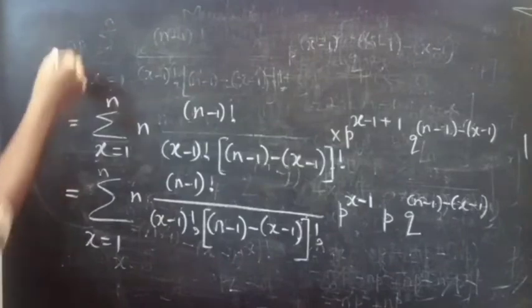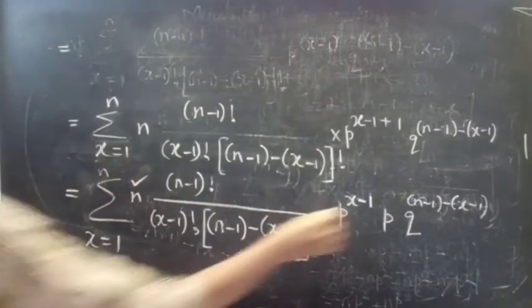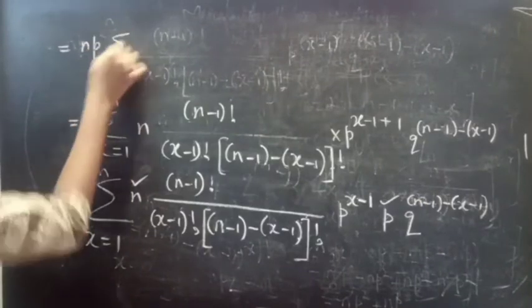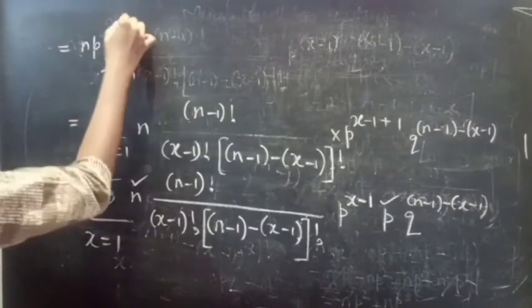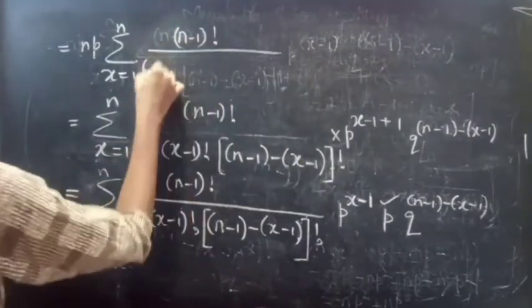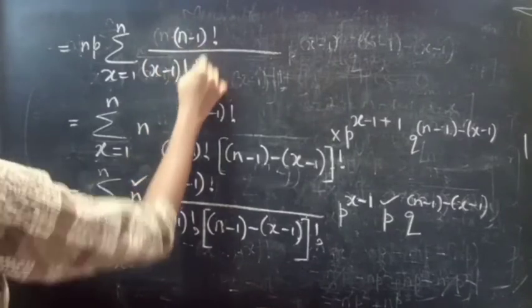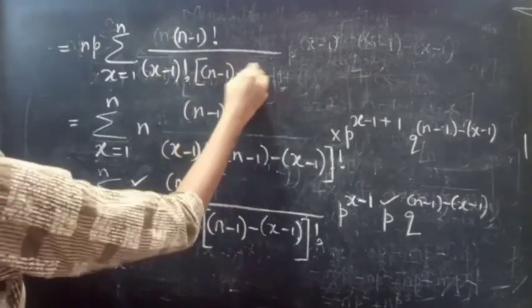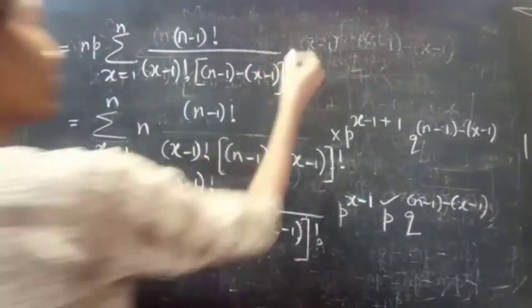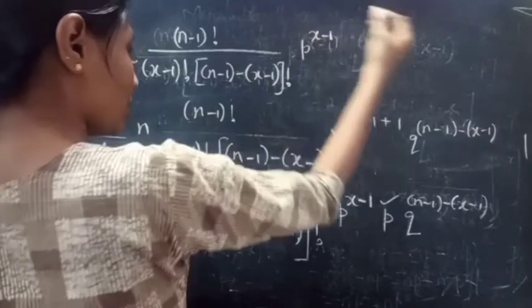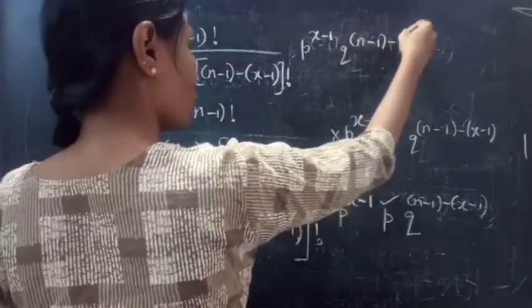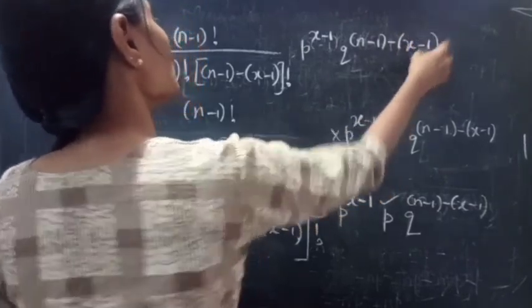Okay, so this equals, here n and p are the parameters, so you can take them outside the summation. So we'll get np into summation x equals 1 to n, n minus 1 factorial by x minus 1 factorial into n minus 1 minus of x minus 1 factorial into p power x minus 1 into q power n minus 1 minus of x minus 1.